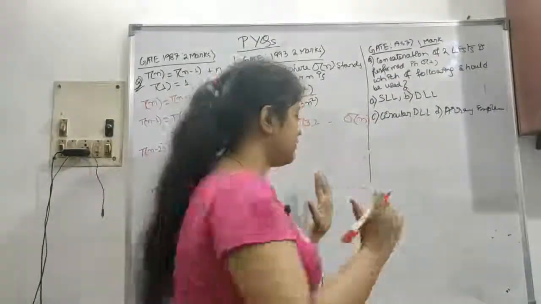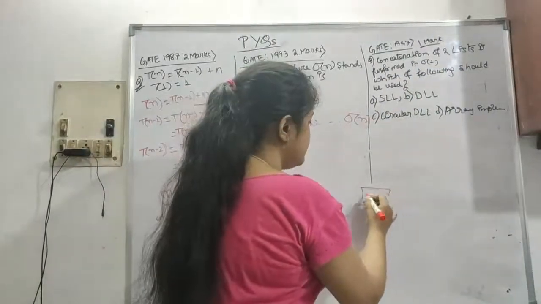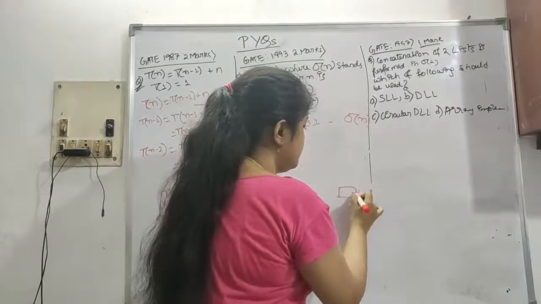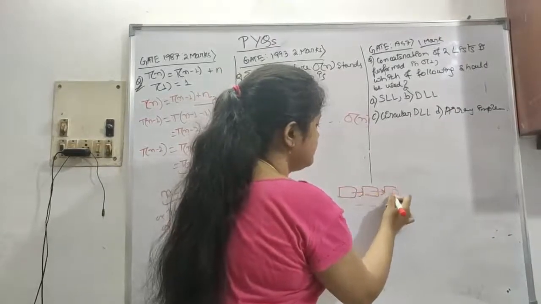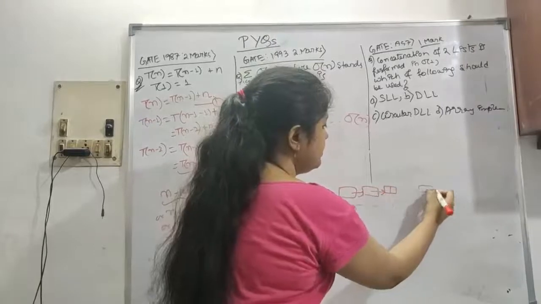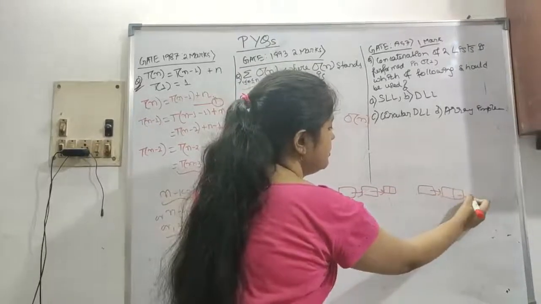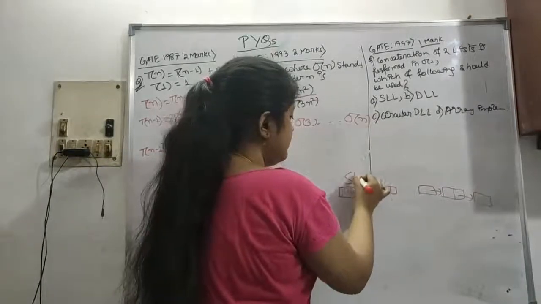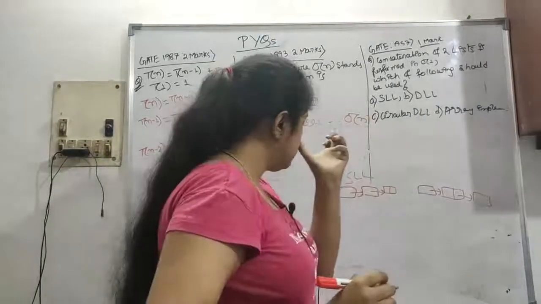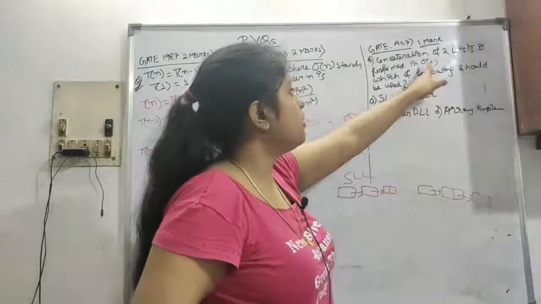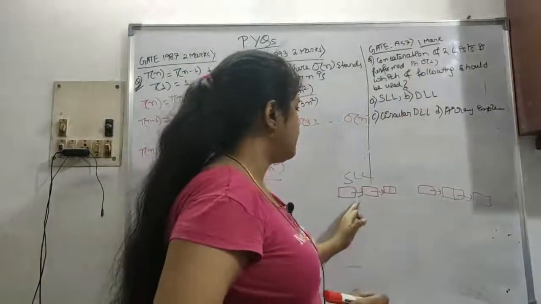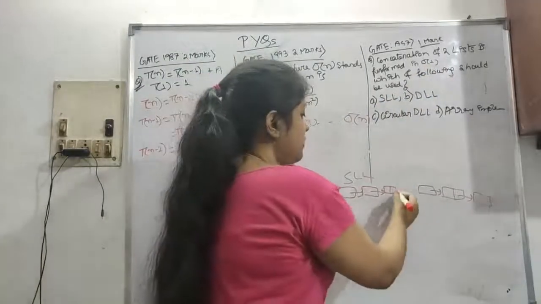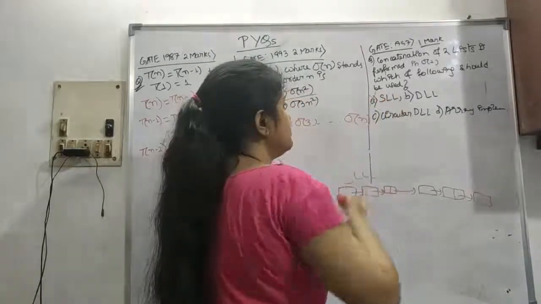Concatenation: let's say this is a list like this, and this is another list. We have to concatenate them. This is a single linked list. For concatenation, it will take order of n time, because in a single linked list we have to traverse till the end and then concatenate, so it is not feasible.